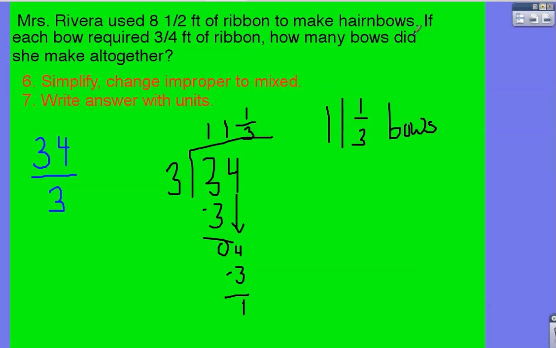Now our question is asking us how many bows did she make altogether. 1/3 of a bow doesn't count. So if this were on a test, you would say she could have made 11 and 1/3 bows, but that's only 11 total bows because nobody wants 1/3 of a bow.